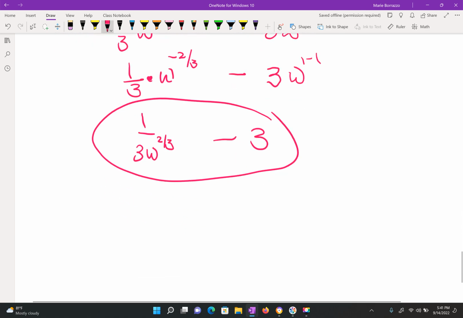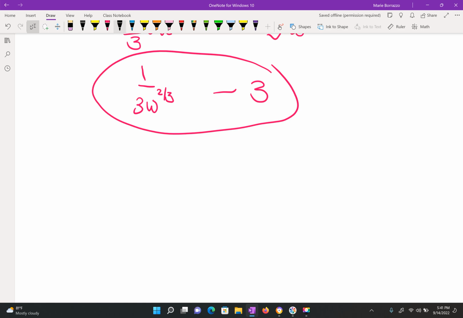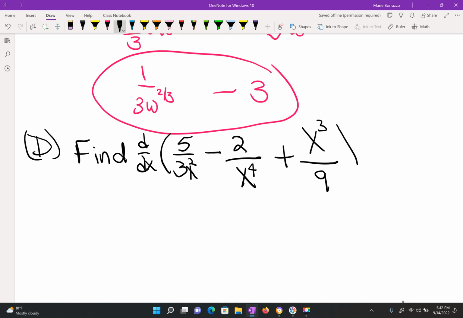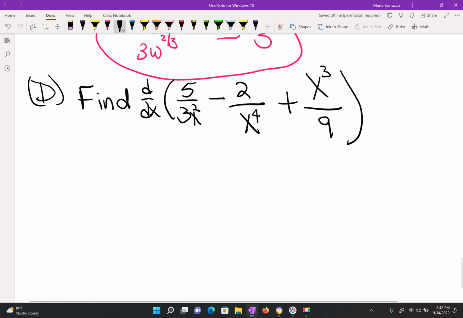Okay, I'm going to give you this next one as well. This is part D, and part D says basically find d over dx of 5 over 3x squared minus 2 over x to the 4th plus x cubed over 9. Right, so I'll give you a chance to attack that one.